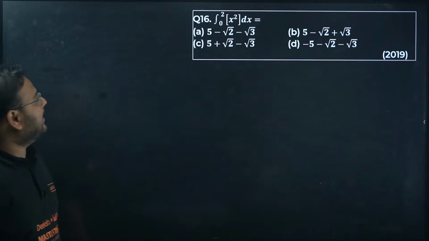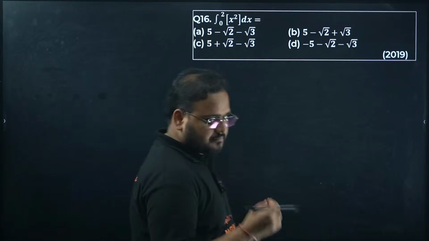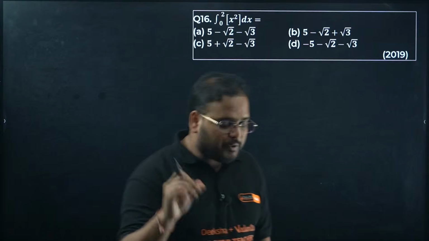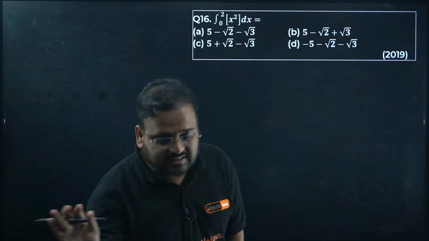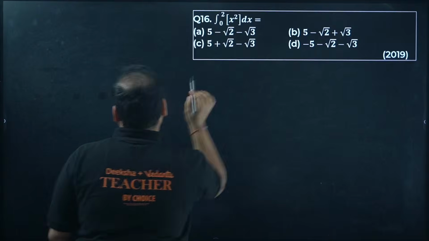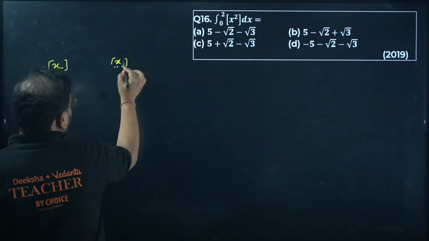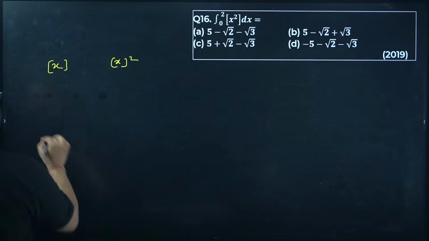X square dx from 0 to 2. Now this is a good question. I hope you all know the answers. If you don't know, it's okay. Just give me 2 minutes of your time on the screen. Don't write anything right now. So we have two things. We have this and we have this. In which limits? Think about it.